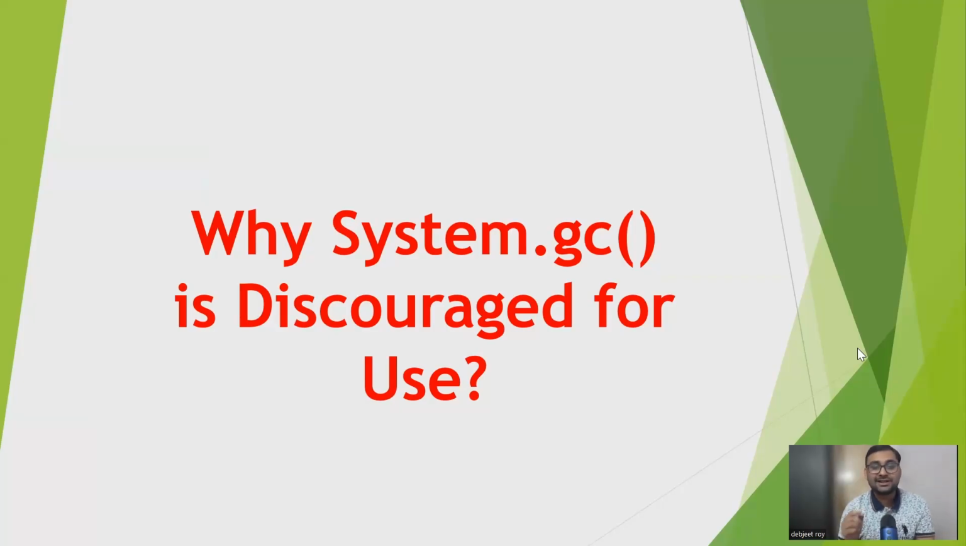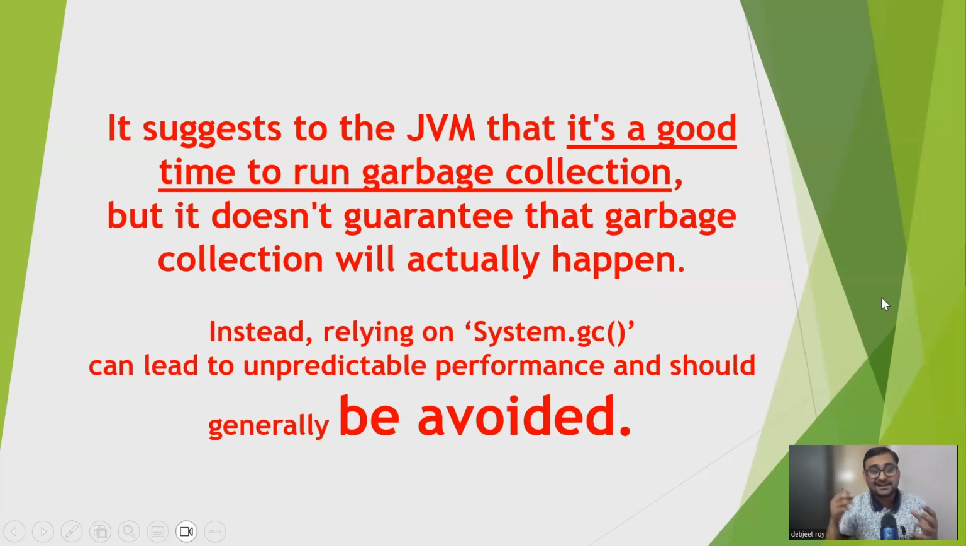The System.gc method is discouraged for use. Why? We will be discussing that. The System.gc method suggests to the JVM that it's a very good time to run garbage collection, but as I already told you, it doesn't guarantee that it will do the garbage collection. When will it happen? At what point will it happen?